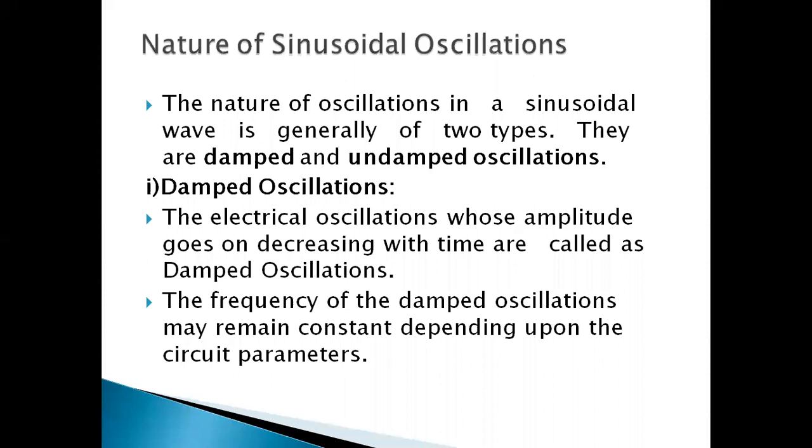So what is meant by damped oscillations? The oscillations whose amplitude goes on decreasing with time. That means as the time increases, the oscillation amplitude decreases. So those types of oscillations are known as damped oscillations. The frequency of damped oscillations may remain constant depending on the circuit parameters.